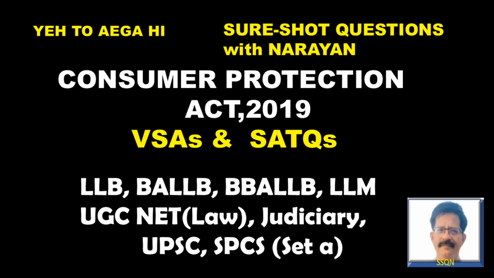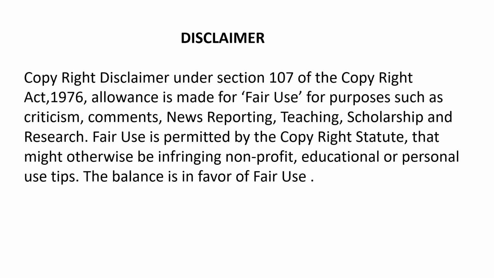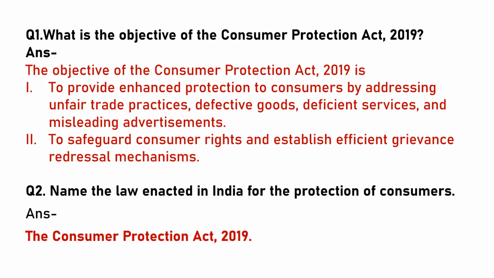Let's start from question number 1. What is the objective of the Consumer Protection Act 2019? The objective of the Consumer Protection Act 2019 is to provide enhanced protection to consumers by addressing unfair trade practices, defective goods, deficiency in services, and misleading advertisements. Second one is to safeguard consumer rights and establish efficient grievance redressal mechanisms.